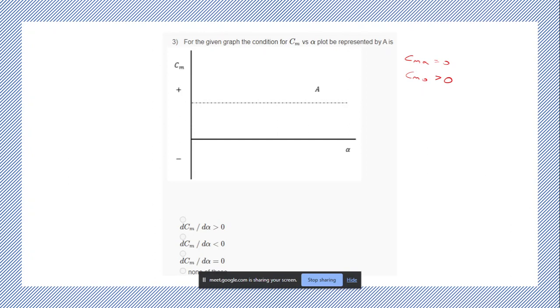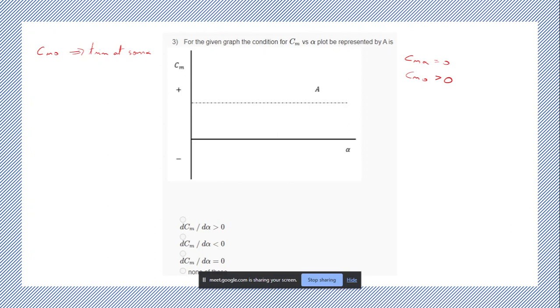Okay, Cm naught has nothing to do with stability. We just discussed that. Cm naught is only for trimming at some angle, at some alpha. If we want to trim at a positive angle of attack, we require Cm naught to be positive. If we want to trim it at a negative angle of attack, Cm naught should be negative. It has nothing to do with static stability.